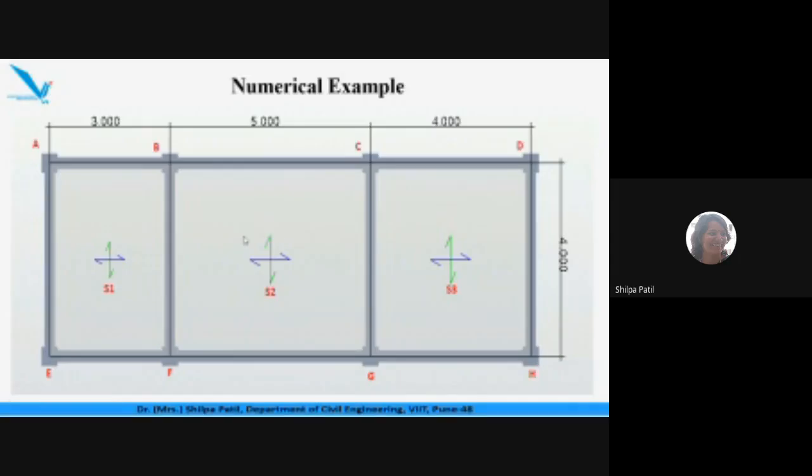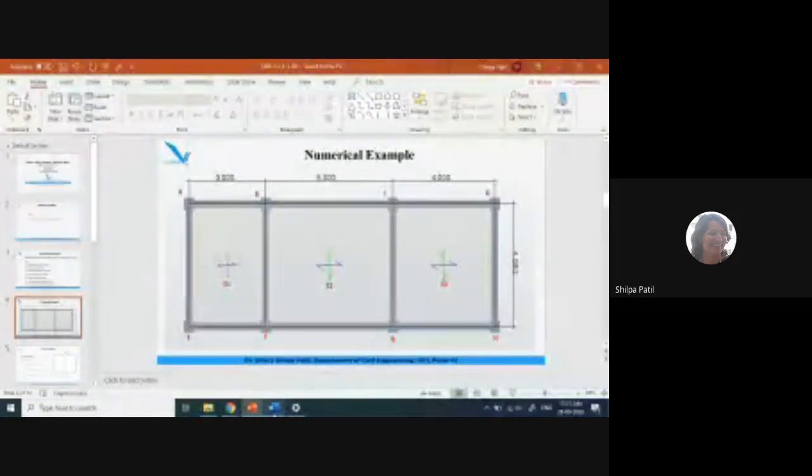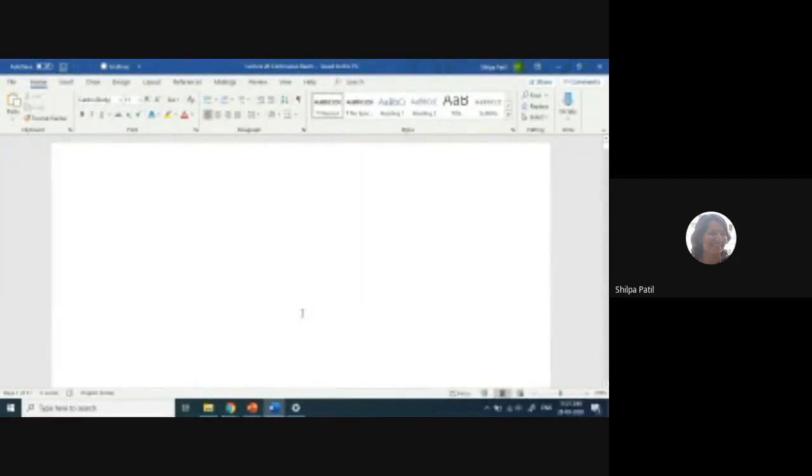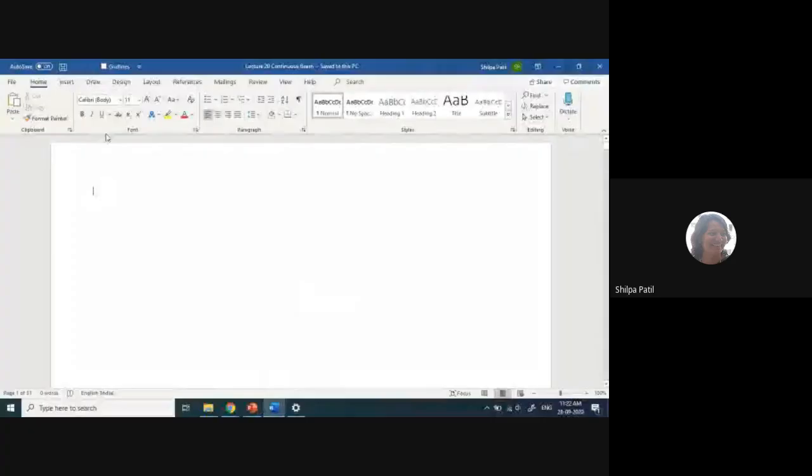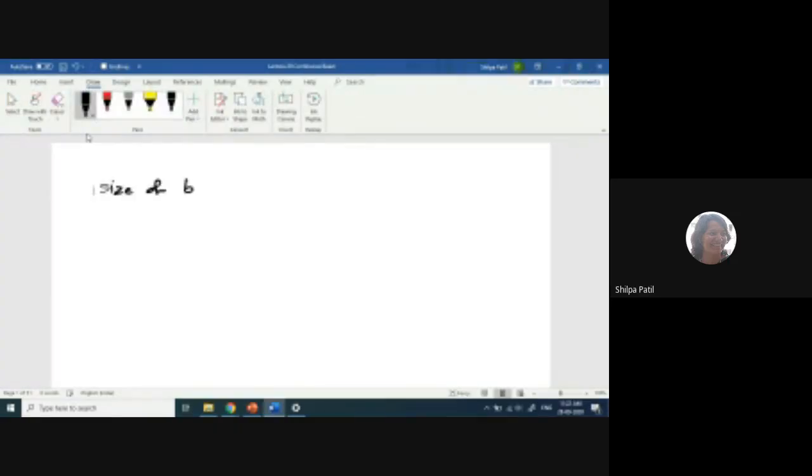For this problem, let us start with the first step. What is the first step? Deciding the size of the beam. So let us decide the size of the beam first. First we decide the width of the beam, right?